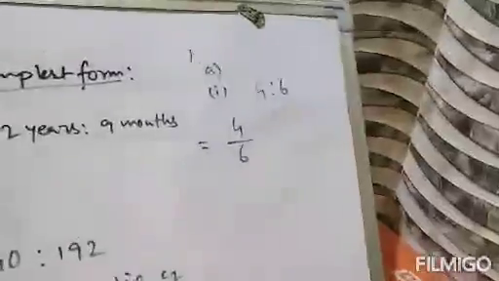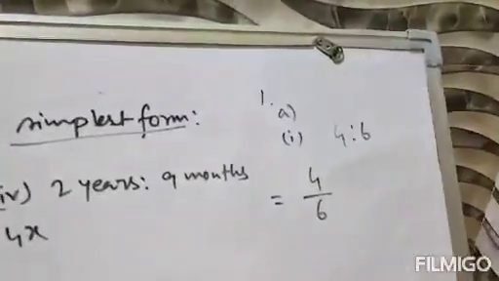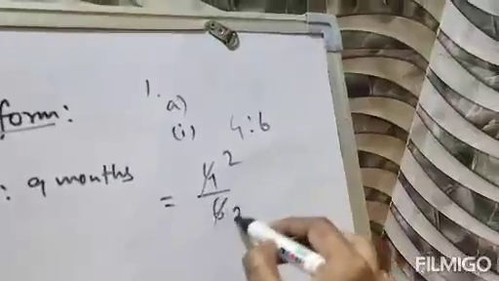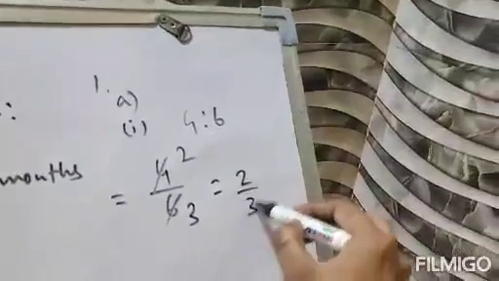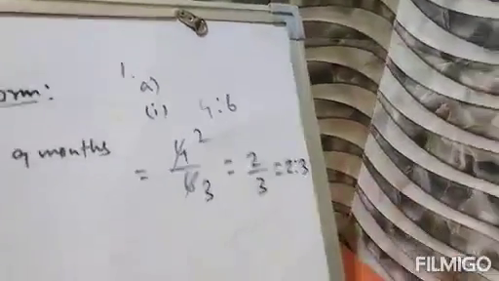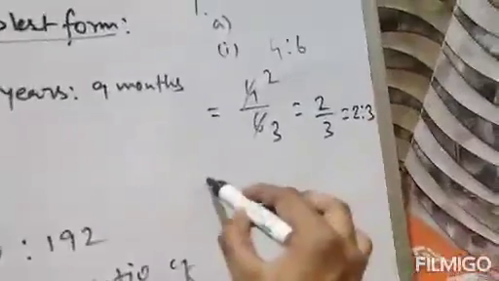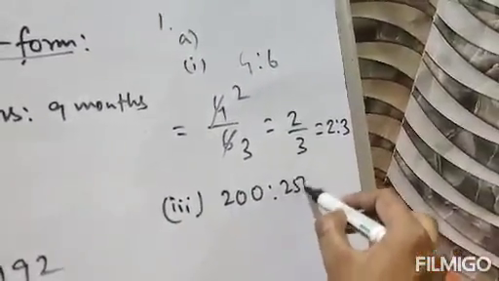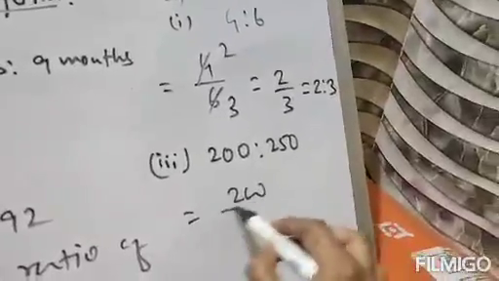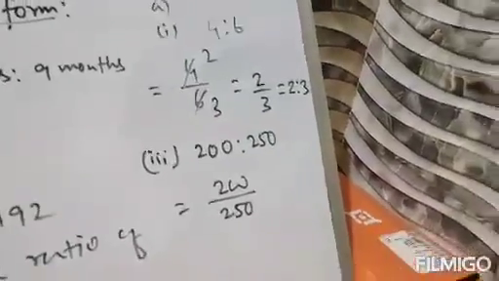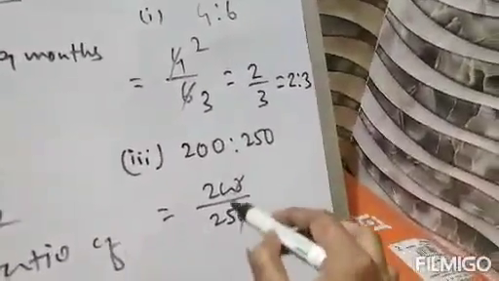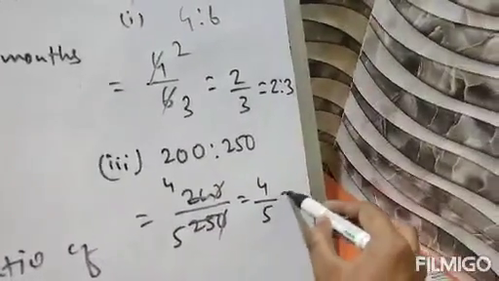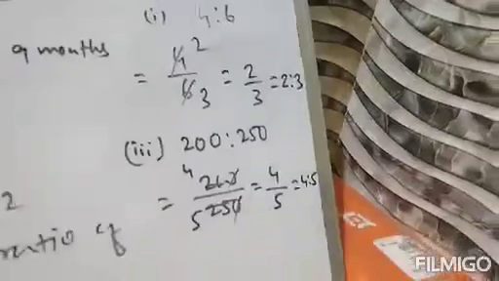Simplest form means we have to just reduce. We will just reduce this to get the simplest form. So reduce by 2. 2 2s are 4, 2 3s are 6. 2/3, that means 2:3. This is the simplest form. Next, question number 3 is 200:250. That means 200 divided by 250. Now reduce 0 with 0. 5 4s are 20, 5 5s are 25. That means 4/5. So it is 4:5.